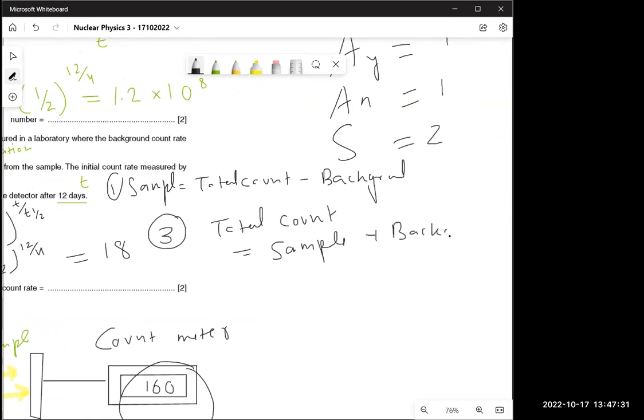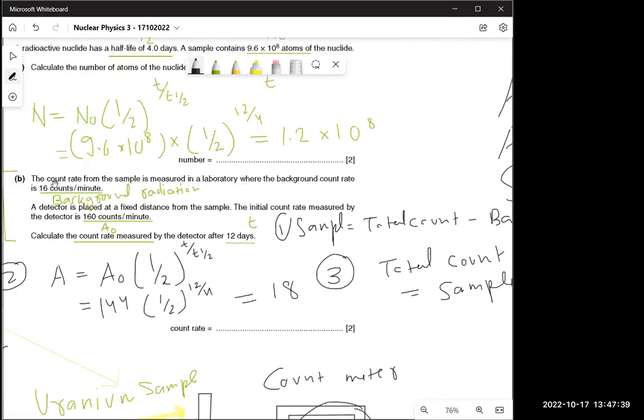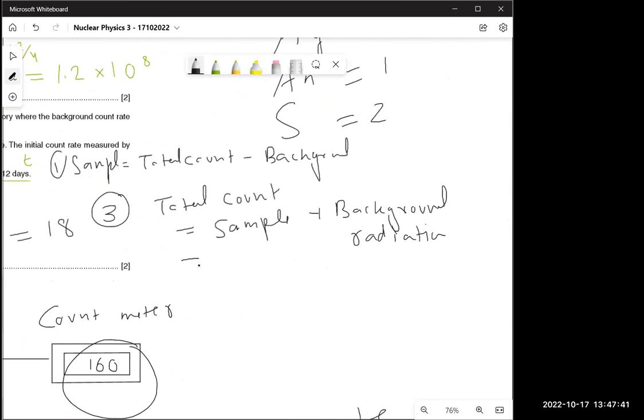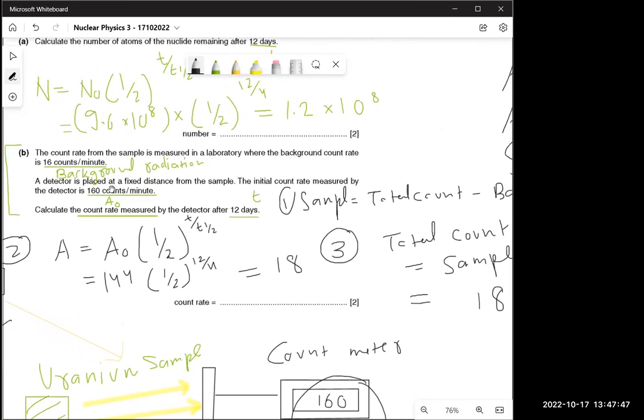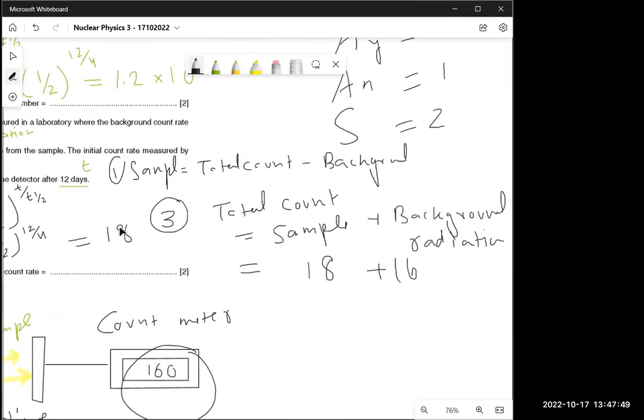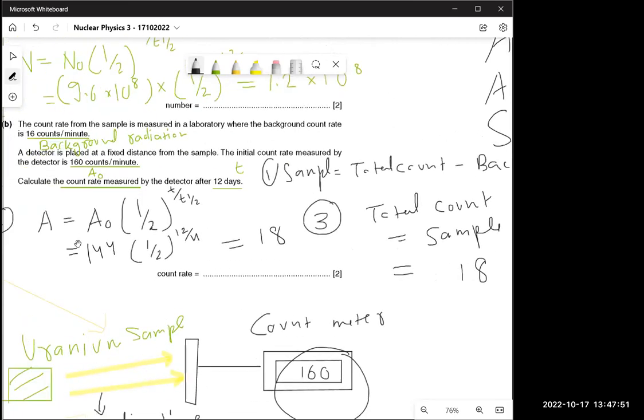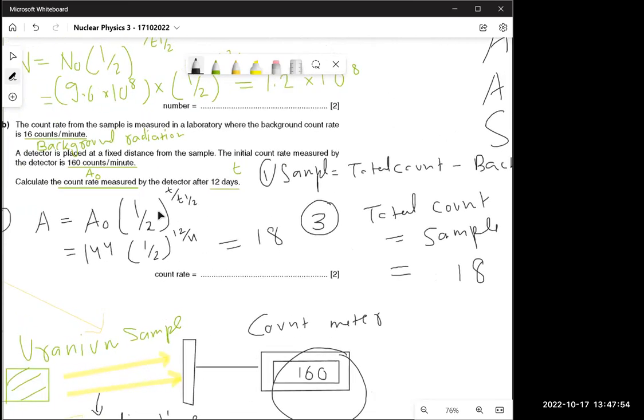Is that clear? Now write the whole answer in your notebook, step by step. Background radiation. Now we know that the background radiation was how much? 16. So the total count is going to be 18 plus 16. Now at the beginning, the count rate was 160, fine. But after some time, the count rate decreased from 144 to 18 for the sample.